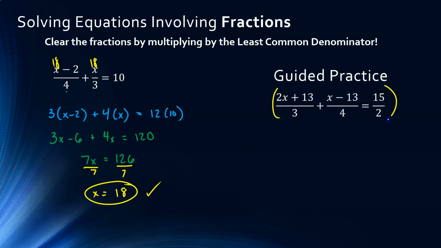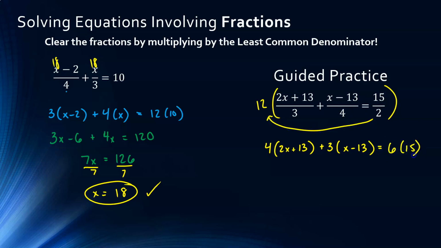We're going to multiply everything by our common denominator. In this case, it would be 12 again, because 3, 4, and 2 all go into 12 evenly. So with this first one, 3 goes into 12 4 times. So we would have 4 left over to multiply times the 2x plus 13. And then 4 goes into 12 3 times. So we would have 3 left over to multiply the numerator by x minus 13. And then lastly, 2 goes into 12 6 times. We'd have 6 left over to multiply times 15.